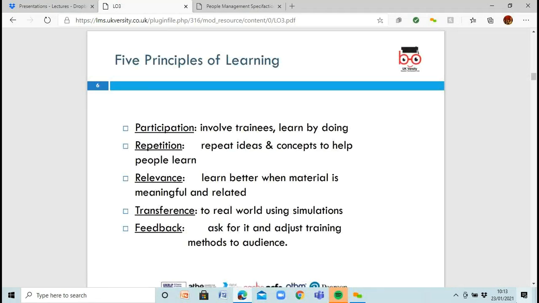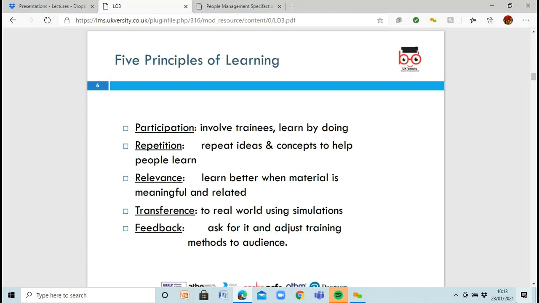Now, there are 5 principles of learning. There's participation, repetition, relevance, transference, and feedback. So participation means you're involving trainees and they're learning things by doing certain tasks, certain activities. Repetition is where you're repeating ideas and concepts and you're helping people to learn.